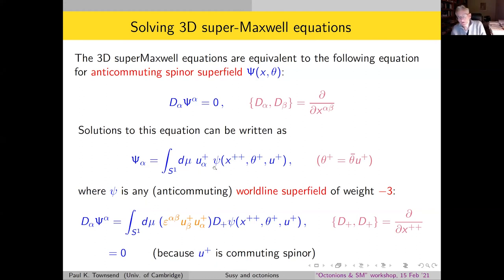Fine, now I get something which is essentially a worldline superfield. It has something which I can interpret as time, then you get some extra anticommuting variables, which are obtained just by contraction with the u's. And of course this has to have worldline weight three. If you just work it out, you get this term here, and that's equal to zero because the u's are commuting, but I'm contracting with an epsilon alpha beta. So it works, you've solved the equation.